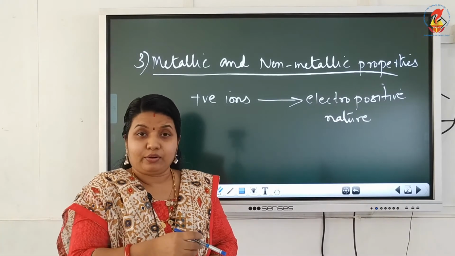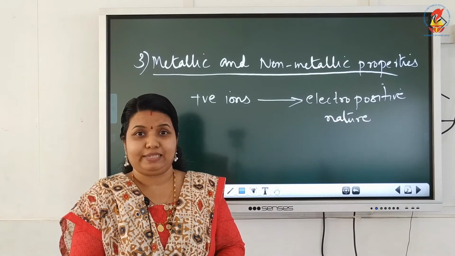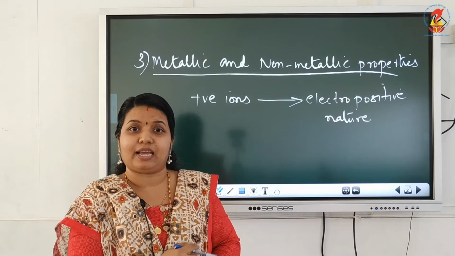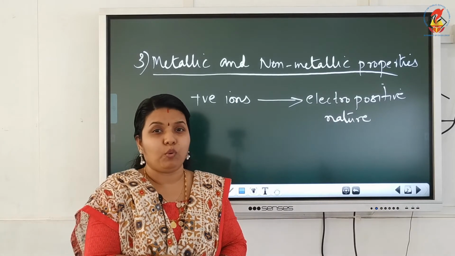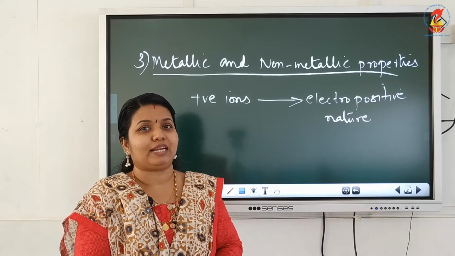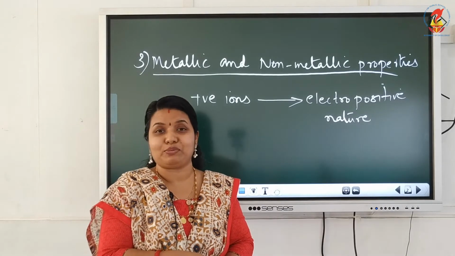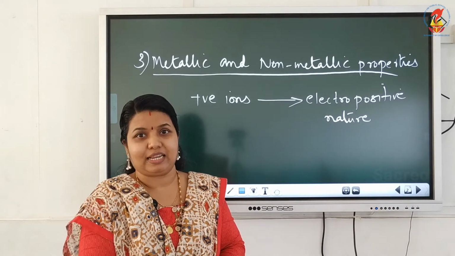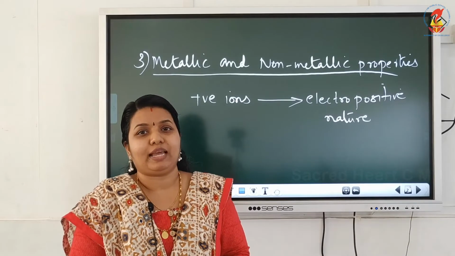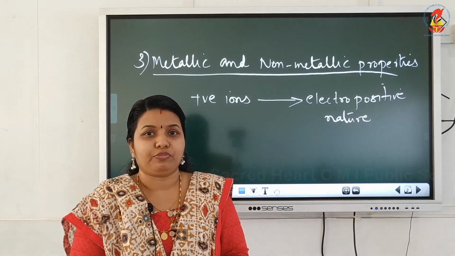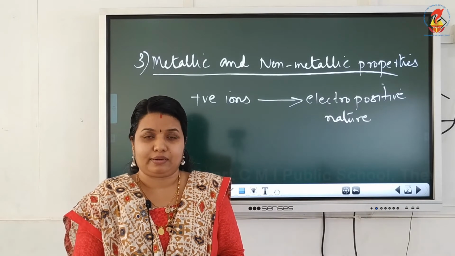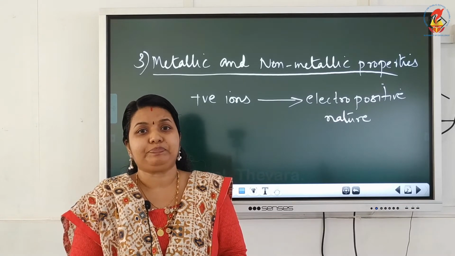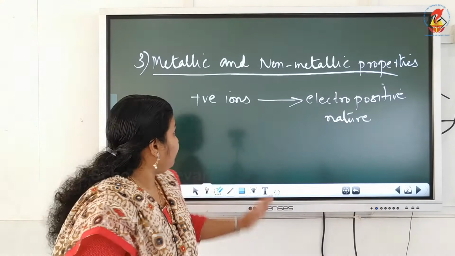So, as you move down the group, metallic character increases. On the other hand, as you move from left to right in a period, what happens to the size? Size decreases. The effective nuclear charge experienced by the outermost electron will be more, so the nucleus will not allow these electrons to be lost very easily. Metallic character decreases there. So, down a group, metallic character increases, and across a period metallic character decreases. Okay. So, that is metallic character.